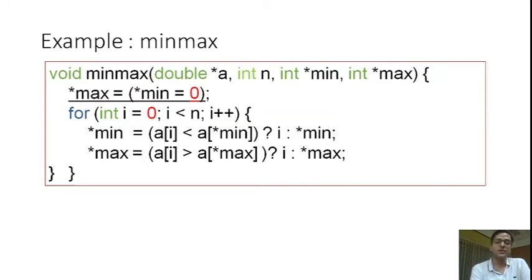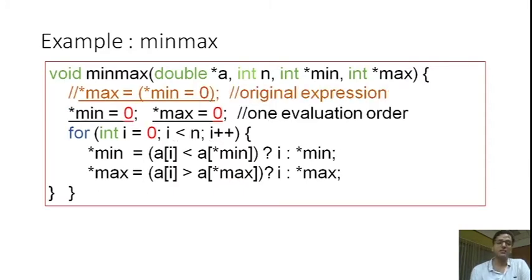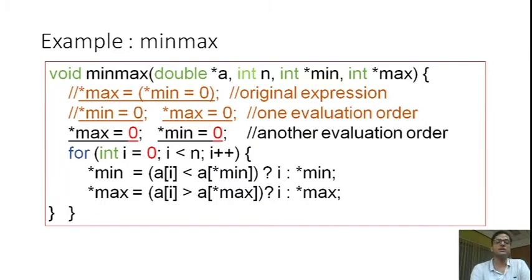Also, these two side effects are mutually unsequenced. A regular compiler would convert this expression and choose a deterministic order of evaluation at a very early stage in the pipeline. For example, it may choose to first initialize *min and then initialize *max. Another compiler may choose yet another evaluation order. For example, it may choose to initialize *max before initializing *min.